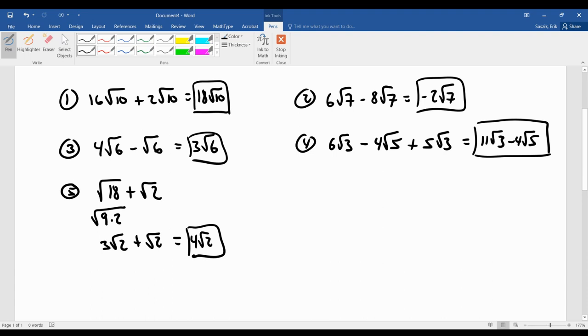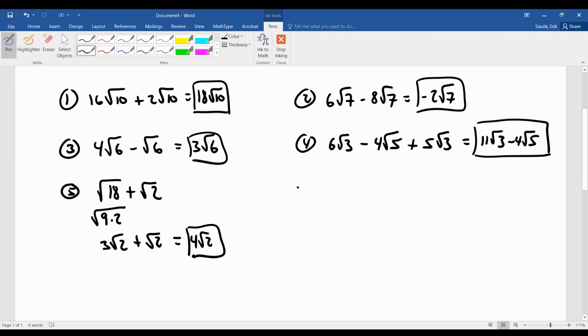So don't just automatically say, oh, they're different. Remember, you could potentially simplify them first. These up here didn't simplify, so we just combined the like terms, and that's what we had in the end. But sometimes you will have situations where at first they look like they're not the same, but if you simplify them, they actually are like terms.